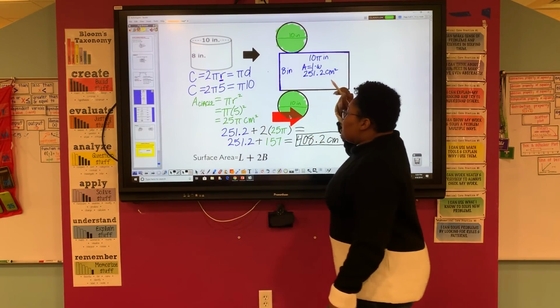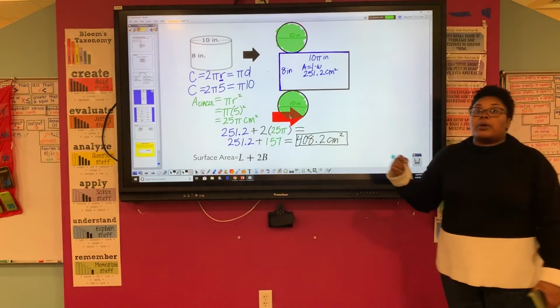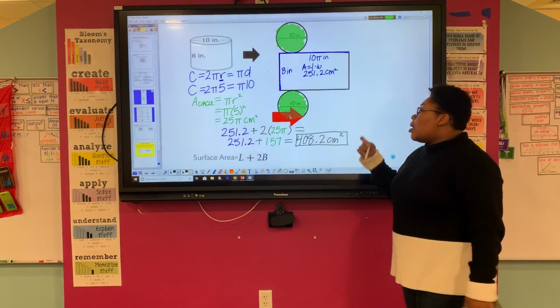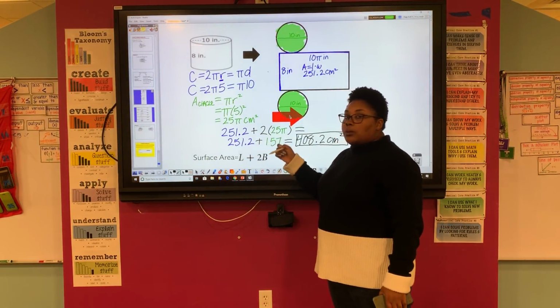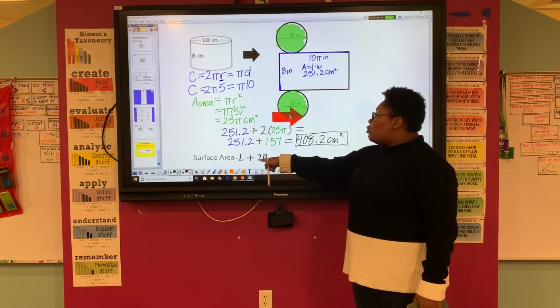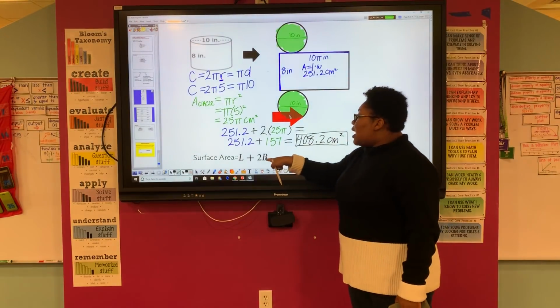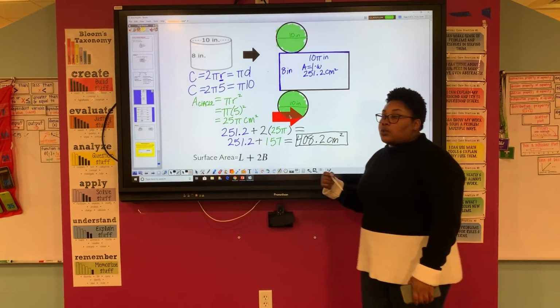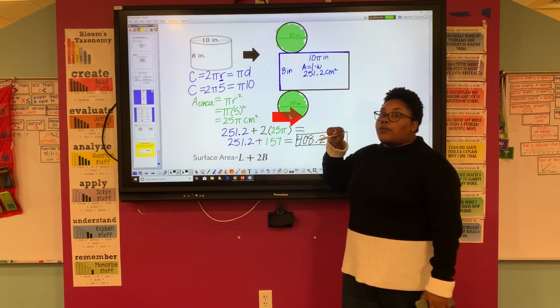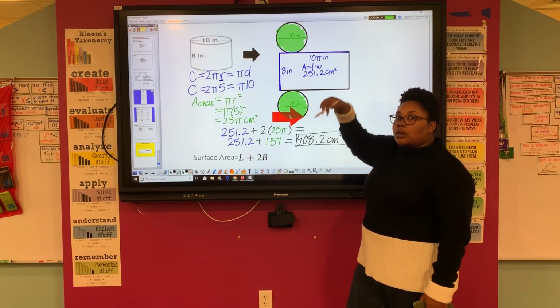which is surface area is equal to L. Remember, L represents lateral area, plus 2B. So remember that 2 represents the fact that we have 2 bases here that are circles, and B represents the area of those circles. So we just created our formula using our net. Good job.